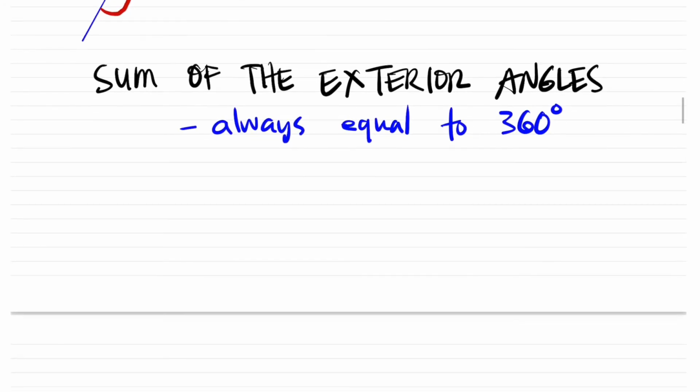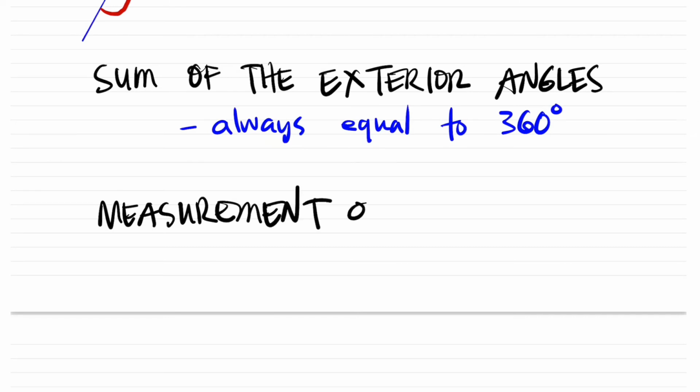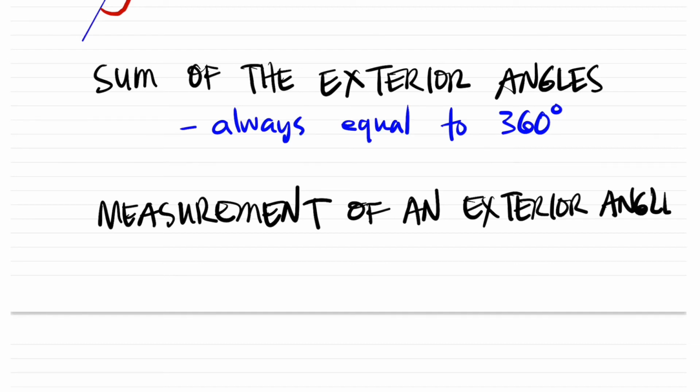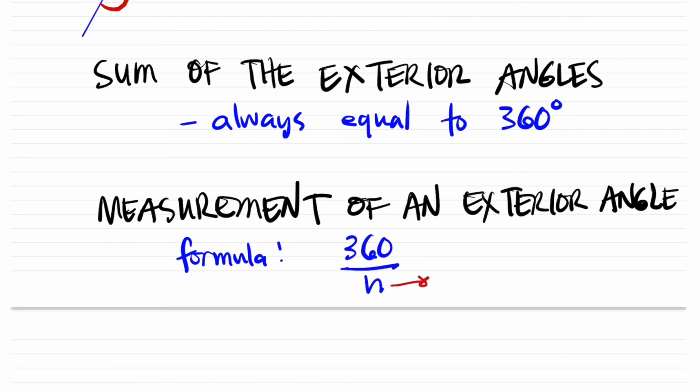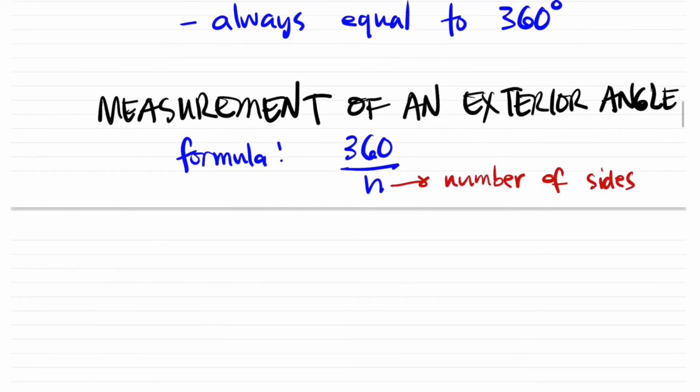Alright, next we go for the measurement of an exterior angle. The formula you're going to use here is equal to 360 divided by n, where n is the number of sides. So if you want to know how many degrees are in the exterior angle, we use the number of sides, again considering that it is a regular polygon.